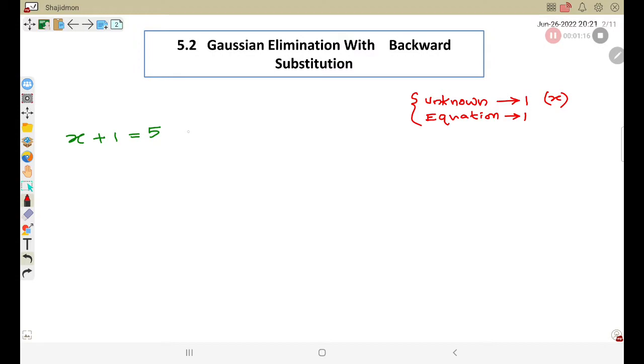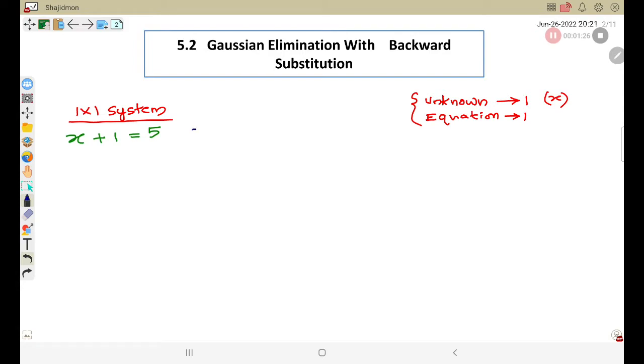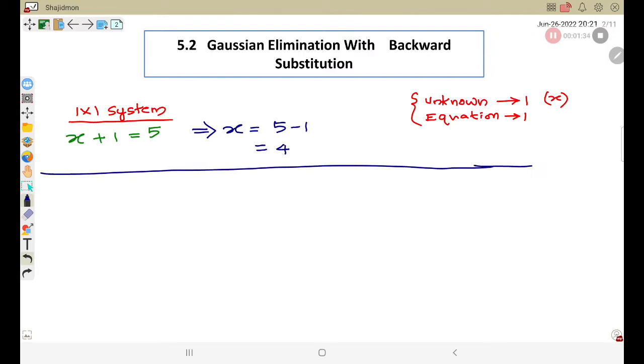So this system we are calling a 1 by 1 system, one equation with one unknown. You know how to find the solution of this one. x equals 5 minus 1, equal to 4. That is the solution. x equal to 4 is the solution of that equation. So 1 by 1 means it is easy.